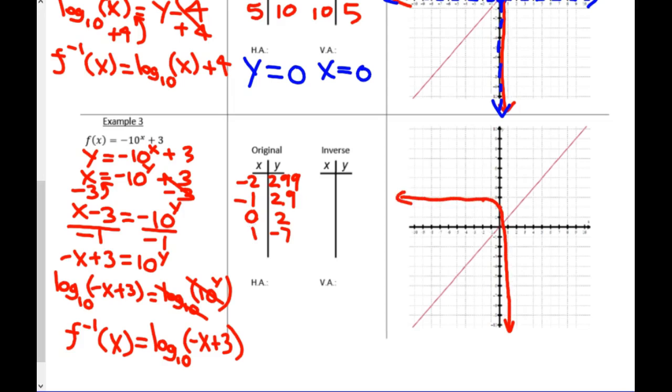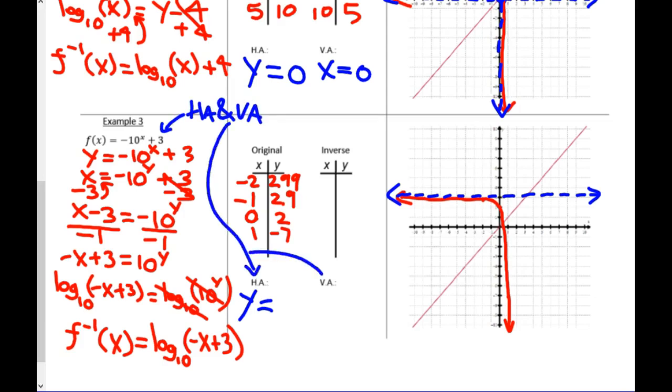That is my horizontal asymptote, which is always going to be y equals, and remember, my d value right here, that's my horizontal and my vertical asymptote. Okay? So, the number I'm using for this right here is what? What is that? 3. So y equals 3.